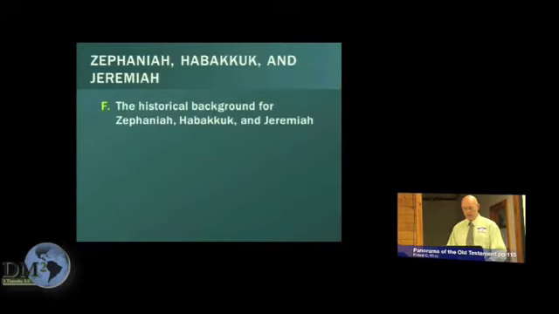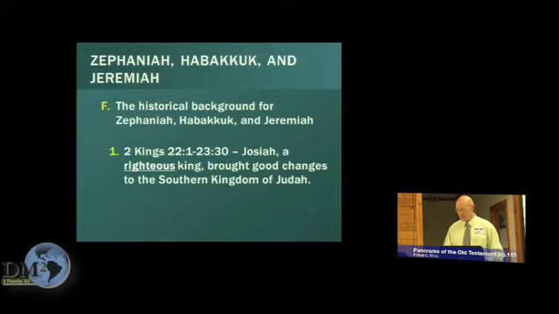So that's it for Nahum. Now we're getting ready for Zephaniah, Habakkuk, and Jeremiah. The historical background. Let's see if we can hit this real quick. 2 Kings 22:1 through 23:30. Josiah, a righteous king, brought good changes to the southern kingdom of Judah. Josiah is a righteous king. He's going to be a breath of fresh air.